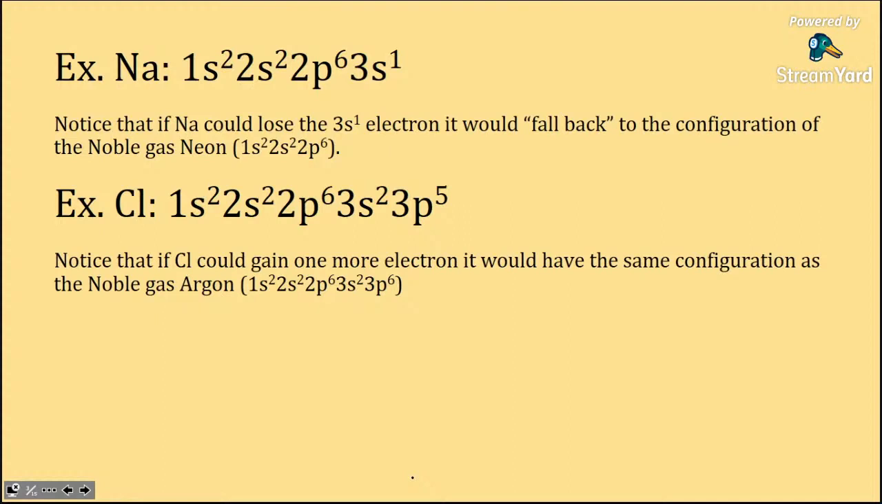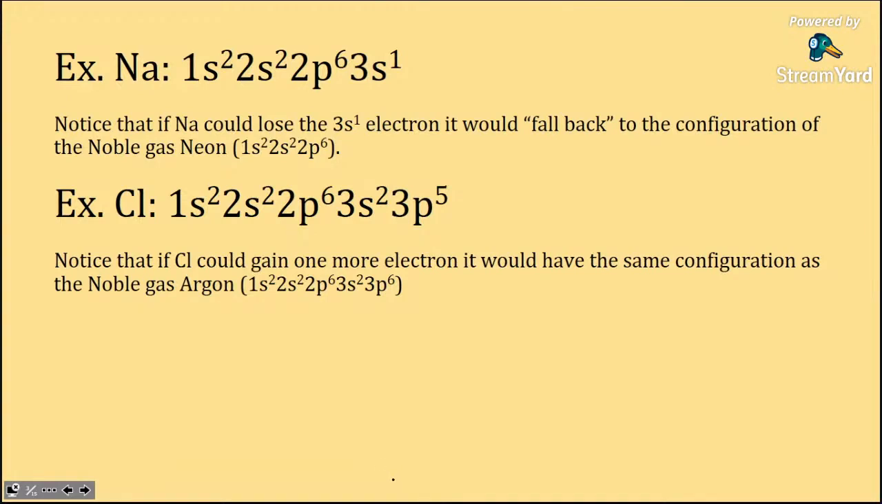In other words, 1s2, 2s2, 2p6, 3s2, 3p6. And again, if we look at that highest energy level, notice that there's 2 electrons in the s, 6 electrons in the p, for a total of 8 electrons in that highest energy level. And again, that's what we'd refer to as valency, or the octet.